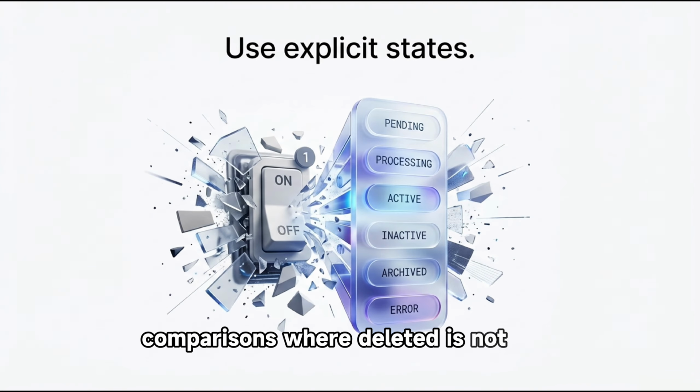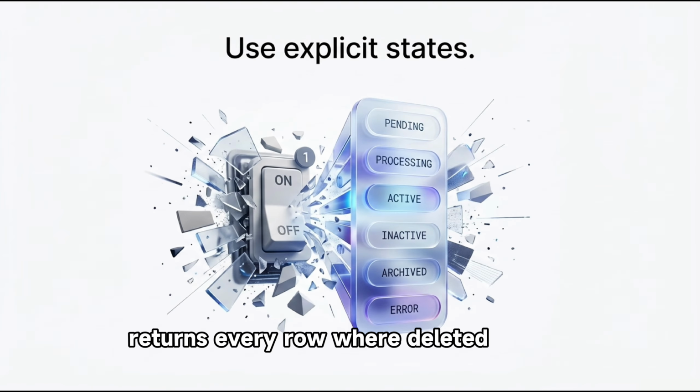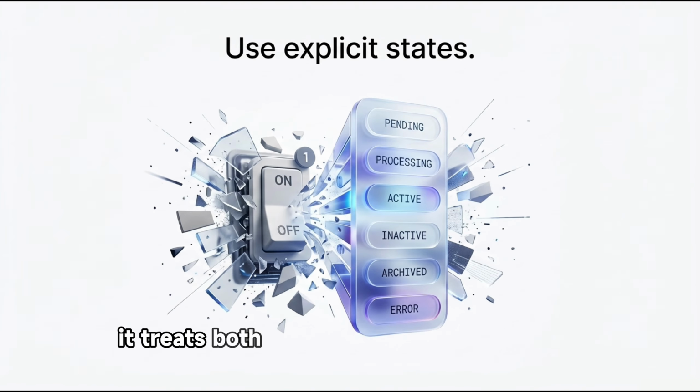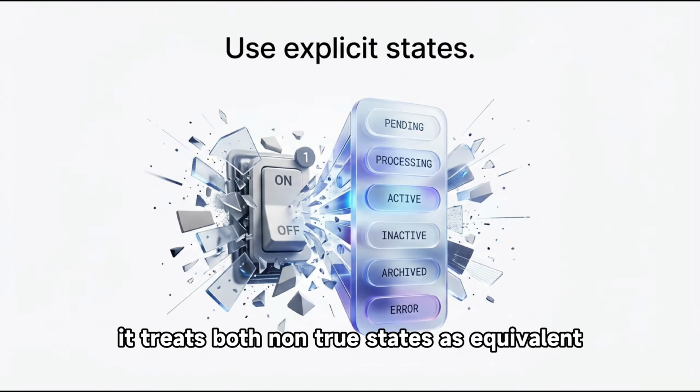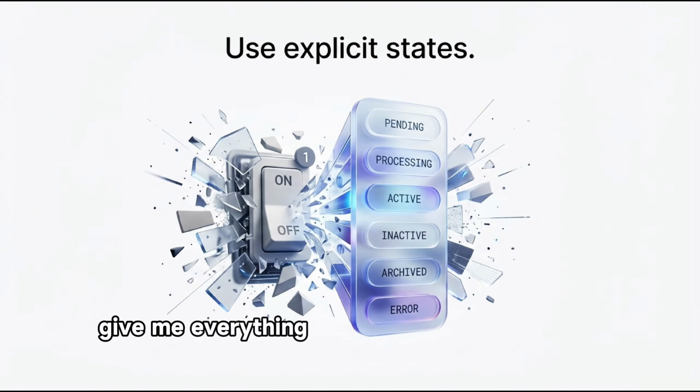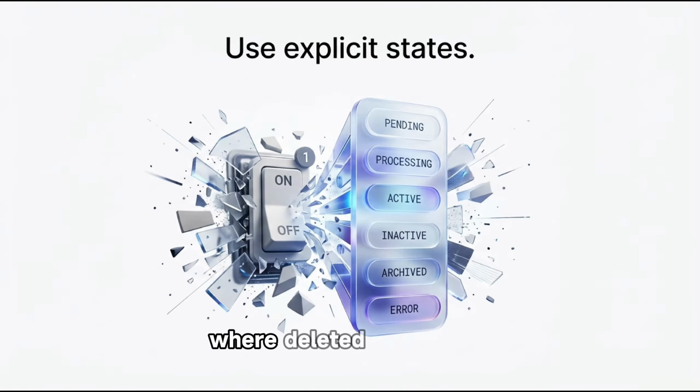Where deleted is not true returns every row where deleted is false, and every row where deleted is null. It treats both non-true states as equivalent. If your intent is give me everything that hasn't been explicitly deleted, this is the correct expression. Where deleted false is not, it silently excludes the null rows you may need to handle.